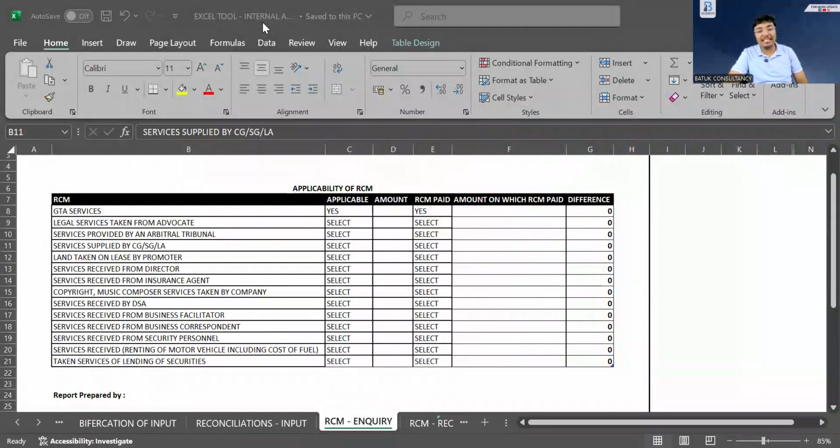Sir, if transportation charges are paid to someone who is not a GTA and the person has not issued any consignment note, in that case no RCM is applicable. Just like cartage expenditure, local bhada, taxi bhada, if you are paying, then no RCM is applicable.